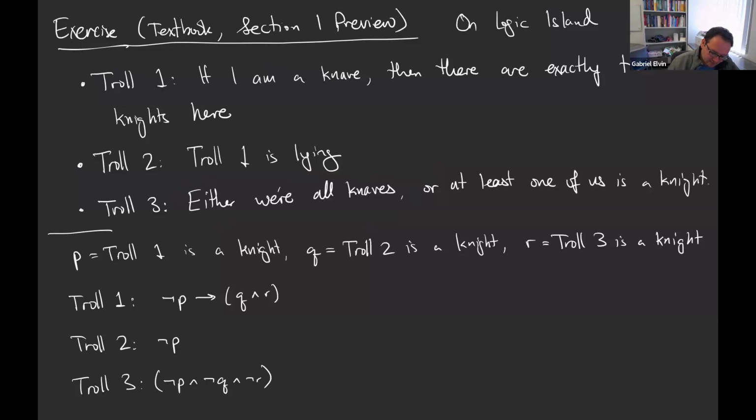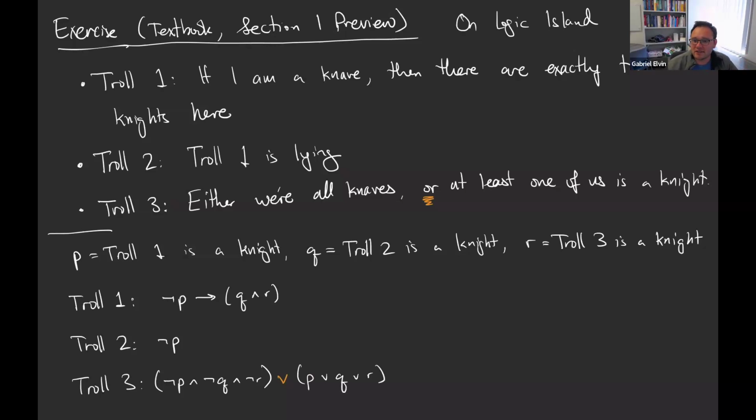Or maybe I'll highlight this. Or, that's this or, at least one of us is a knight. So at least one of us is a knight means that either troll 1 is a knight or troll 2 is a knight or troll 3 is a knight. In other words, that means P, Q, or R. So P or Q or R.